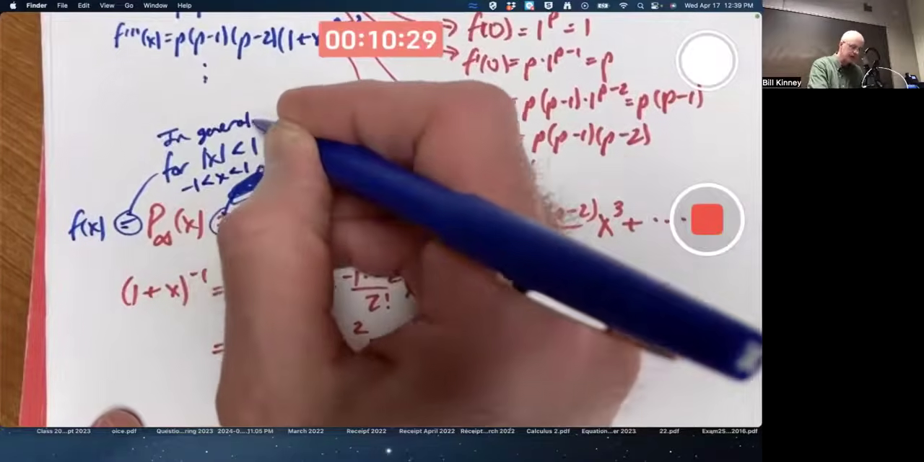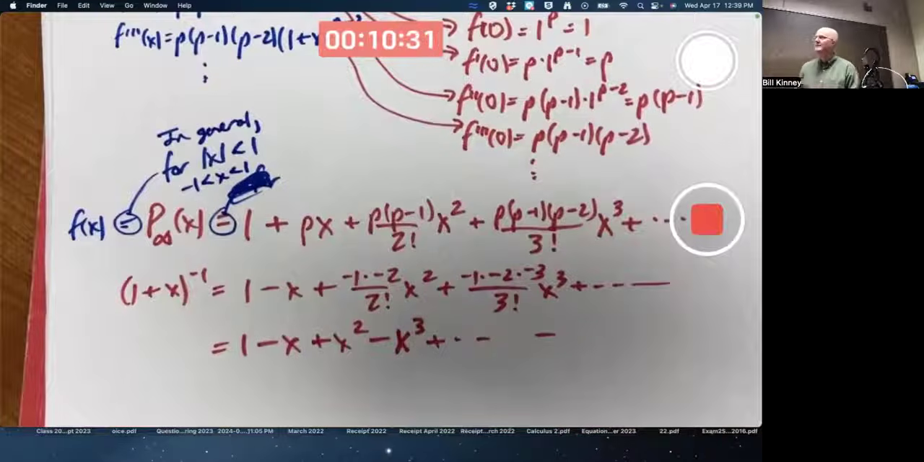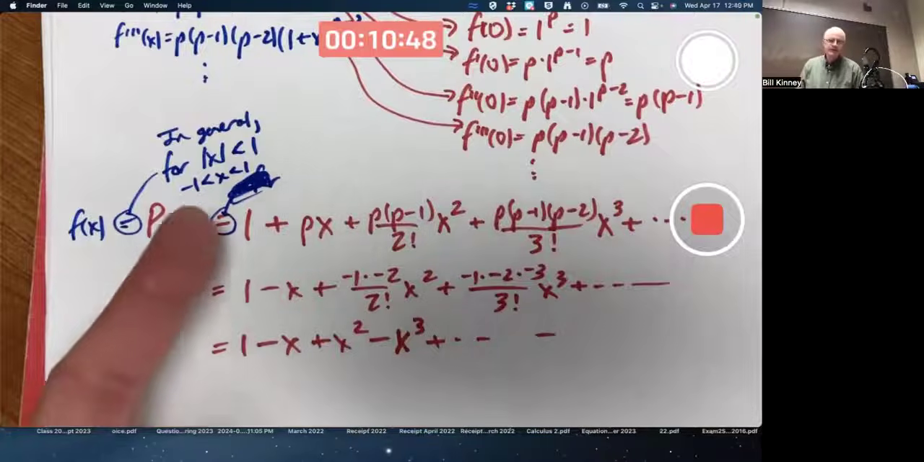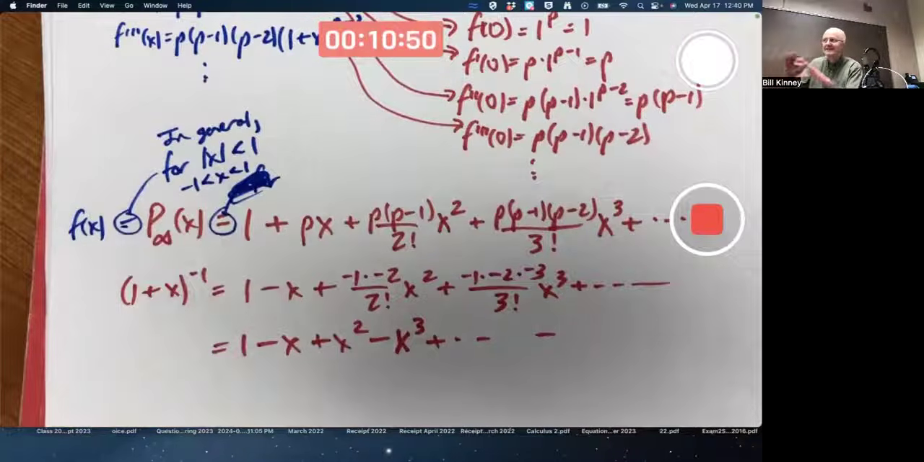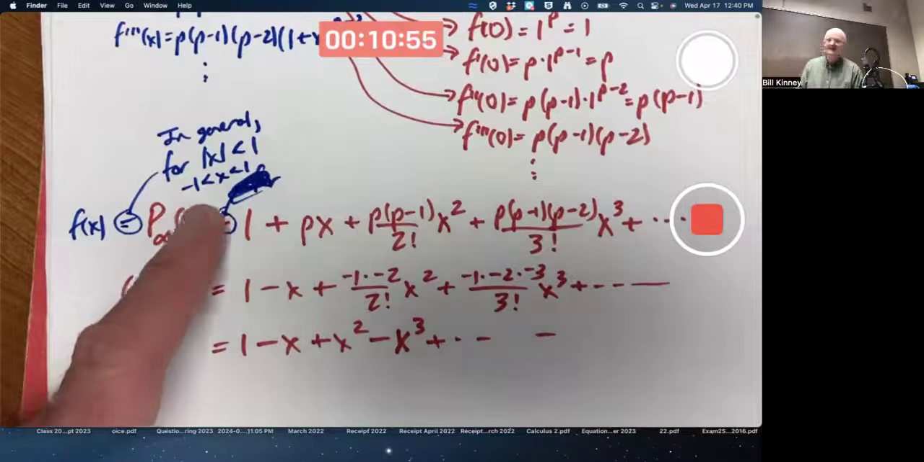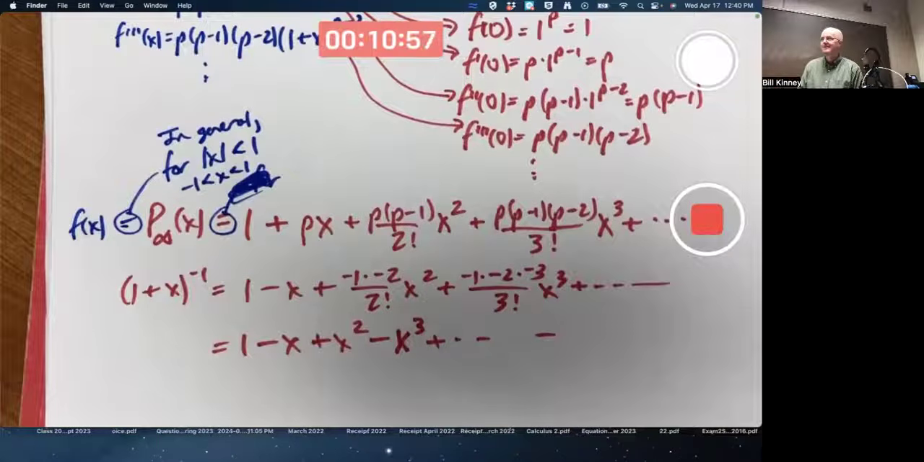If p is a positive integer, it actually works for all x because, again, the series truncates. After a certain point, all the terms are 0. It's really a polynomial instead of a series if p is a positive integer. But otherwise, p is a fraction, p is negative, p is even an irrational number like pi. This still works, but only over this interval. It seems like this is always the interval, but that's not true. We are going to see examples today where the interval is not this. In fact, very shortly we'll do an example like that.